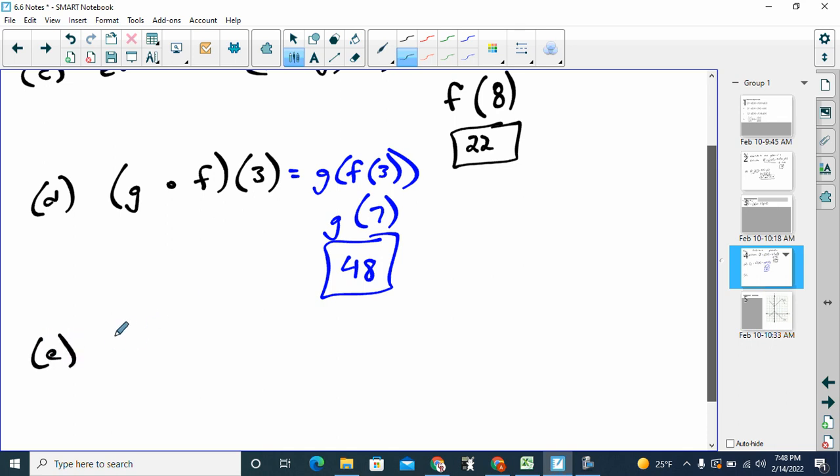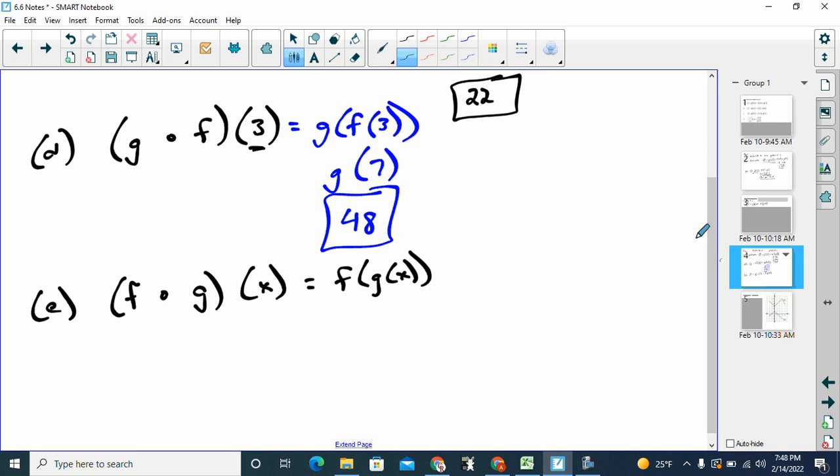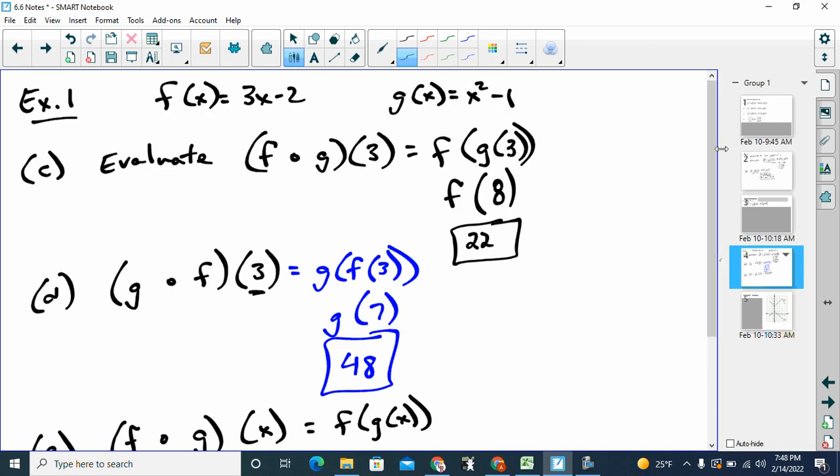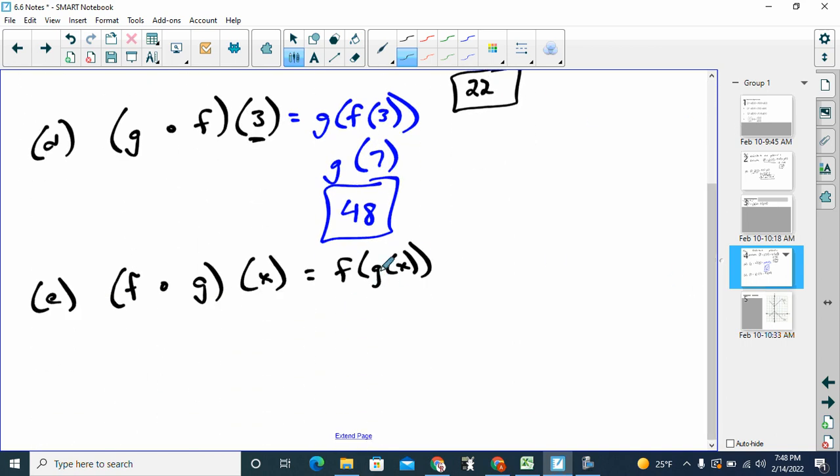Part E, just like before, sometimes we are given a number here, but sometimes we're just asked to evaluate f of g of x. Just like the other ones, I'm going to rewrite it in this form, f of g of x. I'm going to replace g of x with what it's equal to. G of x is equal to x squared minus 1. So instead of g of x, I am putting in x squared minus 1, where that g of x goes.